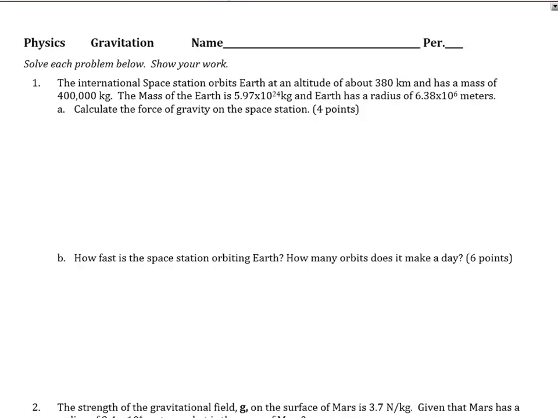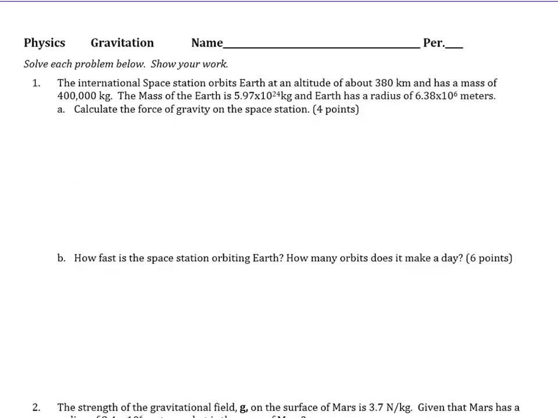Alright, let's take a minute to review this worksheet real quick. I know there were some problems on here that were maybe a little bit challenging, particularly number 3, but also maybe number 1 part B. So I'm gonna work number 1 and 2 and 3, and heck, let's just do them all.